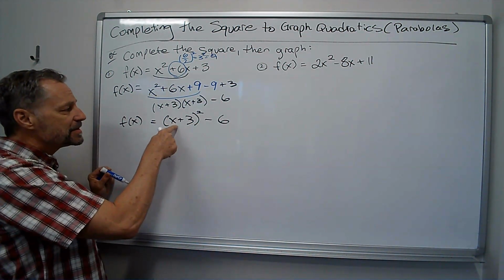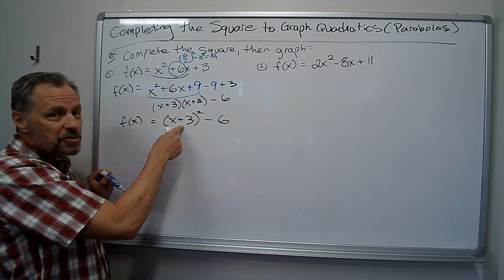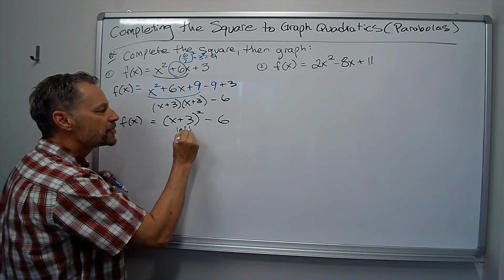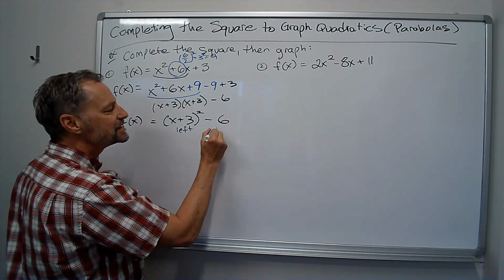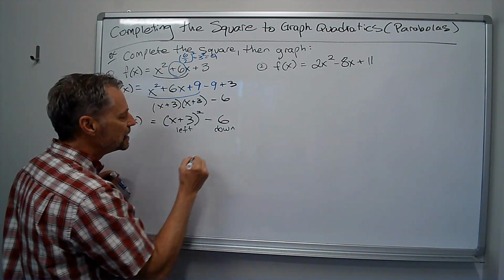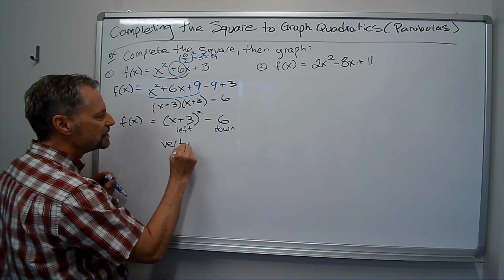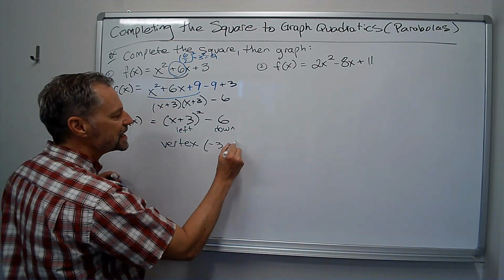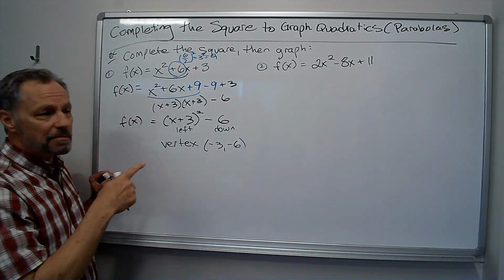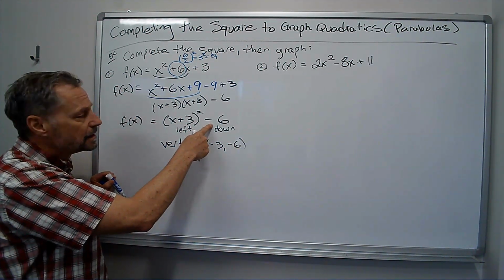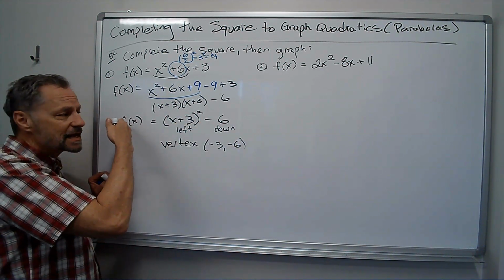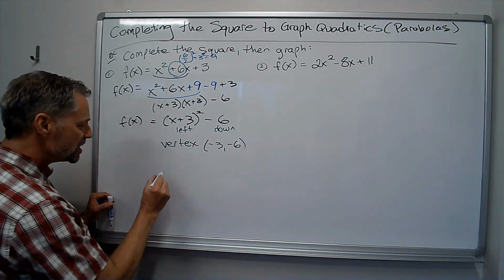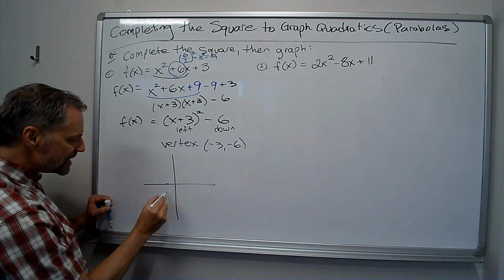Remember, it's a parabola because I have the x squared. The plus 3 inside means I go left 3. The minus 6 on the outside means I go down 6. And so my vertex is going to be negative 3, negative 6. Sometimes I tell my students, just change that side and keep that side. But since we're going left, I'm going to negative 3 and I'm going down, so I'm going to negative 6. So when I graph this, I'm at negative 3, negative 6.